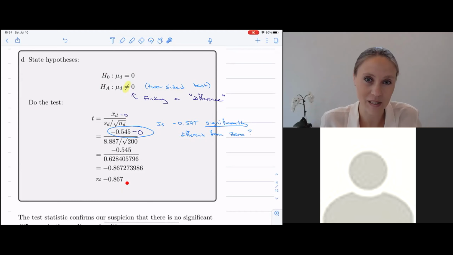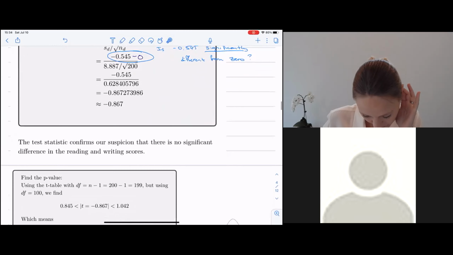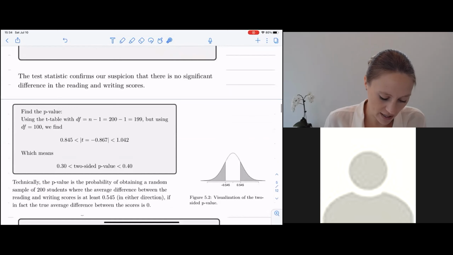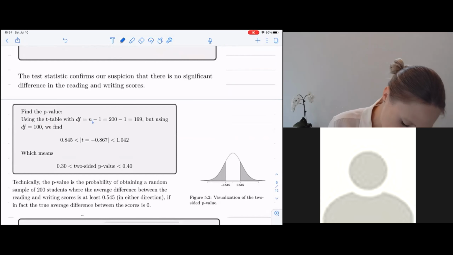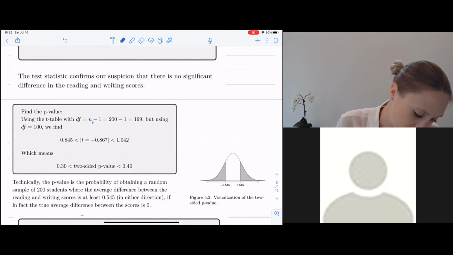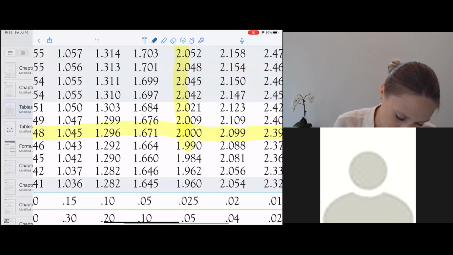Here I am again saying, oh, okay, I probably won't be rejecting the null hypothesis, but we still need to go through and actually do it. So the test statistic confirms our suspicion that there's no significant difference in the reading and the writing scores, but we do have to go ahead and find the p-value. So finding the p-value using the t-table with degrees of freedom, and I'm going to do nd-1, or diff if you prefer. So 200 minus 1 is 199, but if we use the table, so let's go to our tables here.